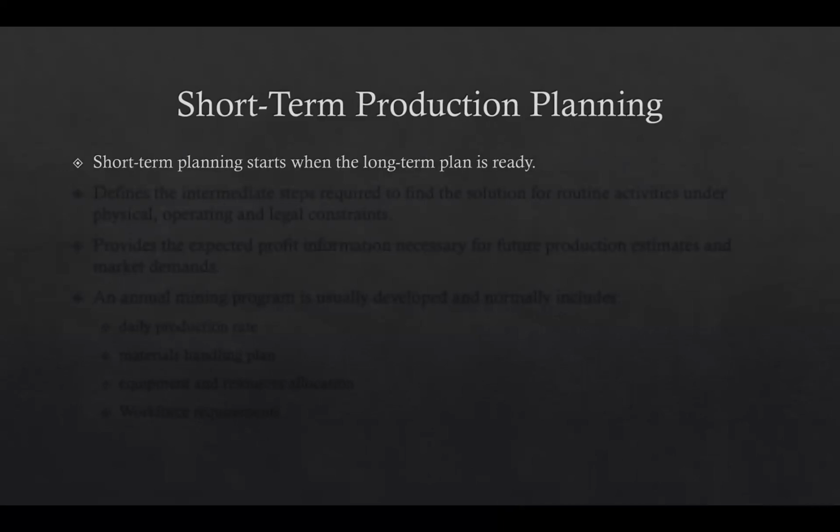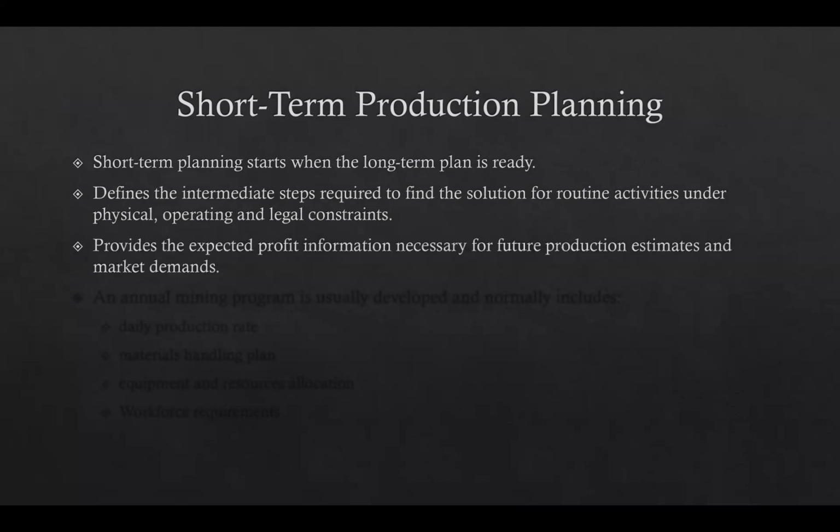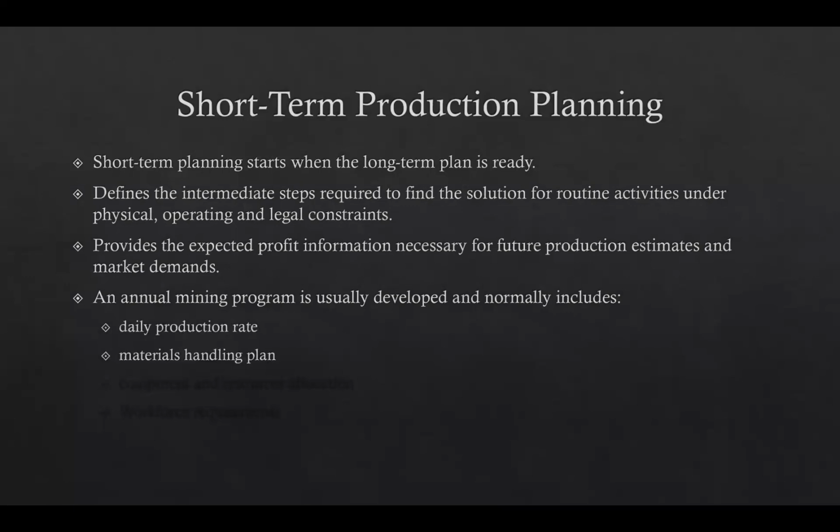Short-term planning starts when the long-term plan is ready. This is where the detailed design of the mine takes place and the plan is implemented at the routine production level. It defines the intermediate steps required to find the solution for routine activities under physical, operating, and legal constraints. It provides the expected profit information necessary for future production estimates and market demands. The short-term plan provides an annual mining program that normally includes daily production rate, materials handling plan, equipment and resource allocation, and workforce requirements. Short-term planning dealing with hourly, daily, and weekly production plans is also termed production scheduling.